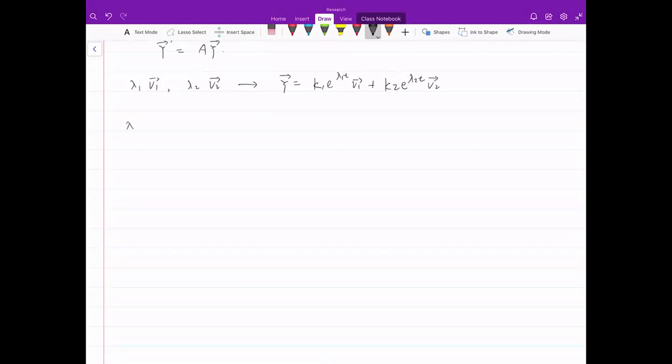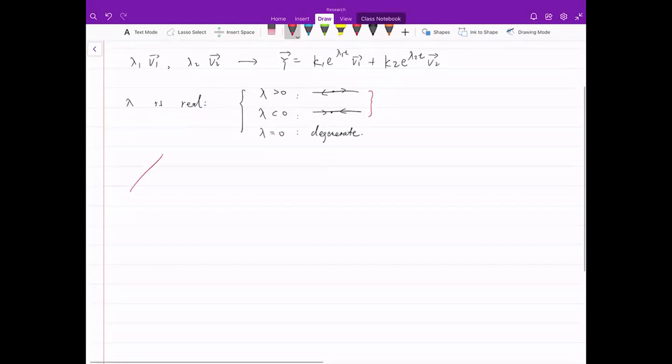After that, we find that if lambda is real, it's really easy to see. We have three cases: lambda bigger than zero, lambda less than zero, and lambda equals zero. If lambda is bigger than zero, you naturally have something like this. If lambda is less than zero, naturally you have something like this. Lambda equal to zero we leave for later; it's called degenerate. Then we ask, do you have a sink? Do you have a source? That can be told by these two. Of course, if you have two lambdas, they can give you three possible situations. Both are going out, that's a source. Both are coming in, that's a sink. And one is going out, one is coming in. That gives you a saddle.